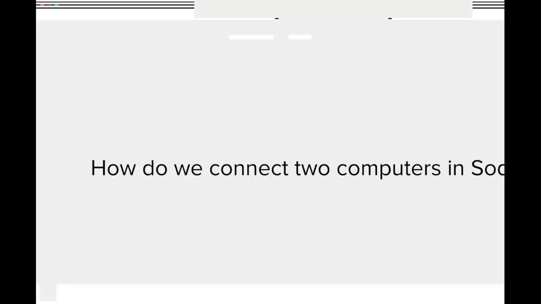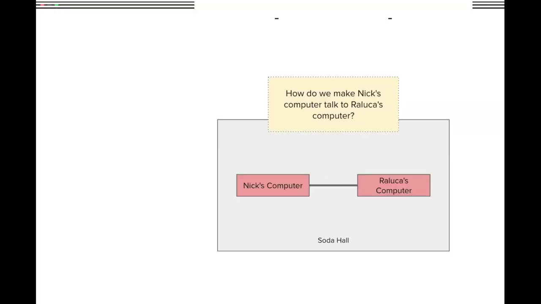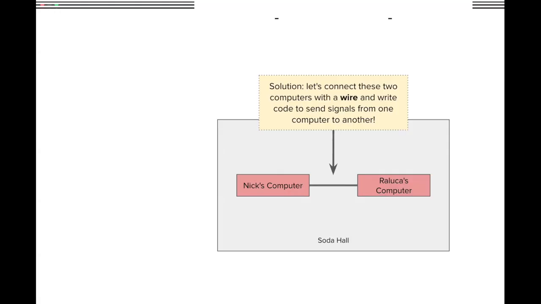So the first thing we're going to start with is the basic physical layer. The very first question is, let's say we have two computers in Soda Hall, Nick's and Raluca's computers. How can we make Nick's computer talk to Raluca's computer? The solution is that we can just connect these two devices with a wire, and we can write code that sends signals from one to another. This is basically the physical layer: a physical wire that allows you to move bytes around.